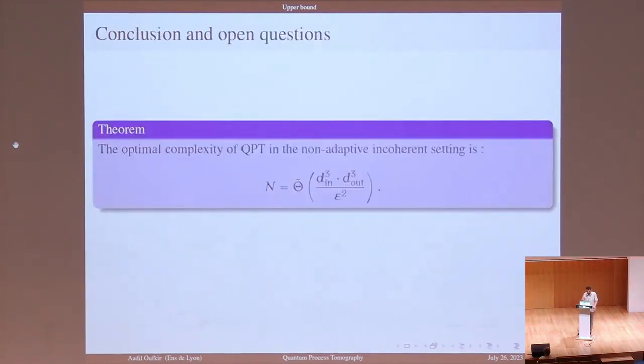So to sum up, we have shown that the optimal complexity for the problem of quantum process tomography in the non-adaptive incoherent setting is given, up to logarithmic factors, by order d_in cubed times d_out cubed over epsilon squared. And I would like to end with three interesting open questions.